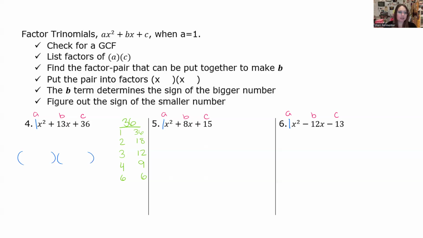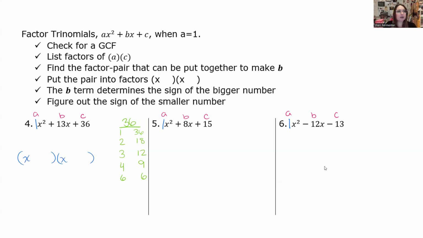It says that it's going to be factors, and there's going to be an X and an X. There's an X and an X because it's what two things can multiply to give you X squared. X times X gives you X squared. So you're always going to start out with X and X.